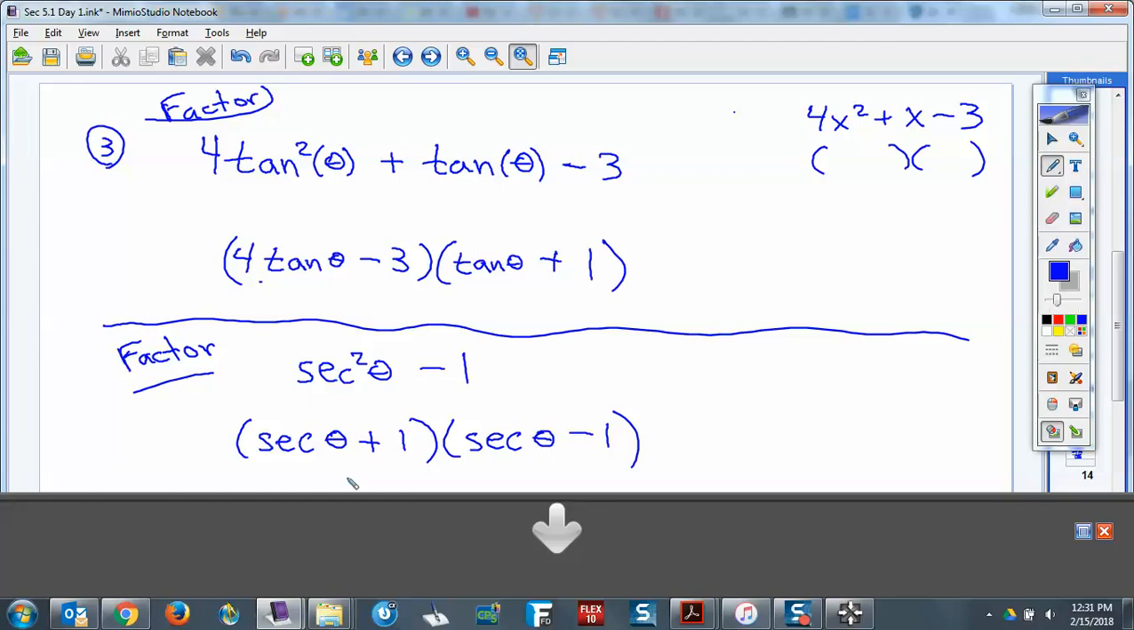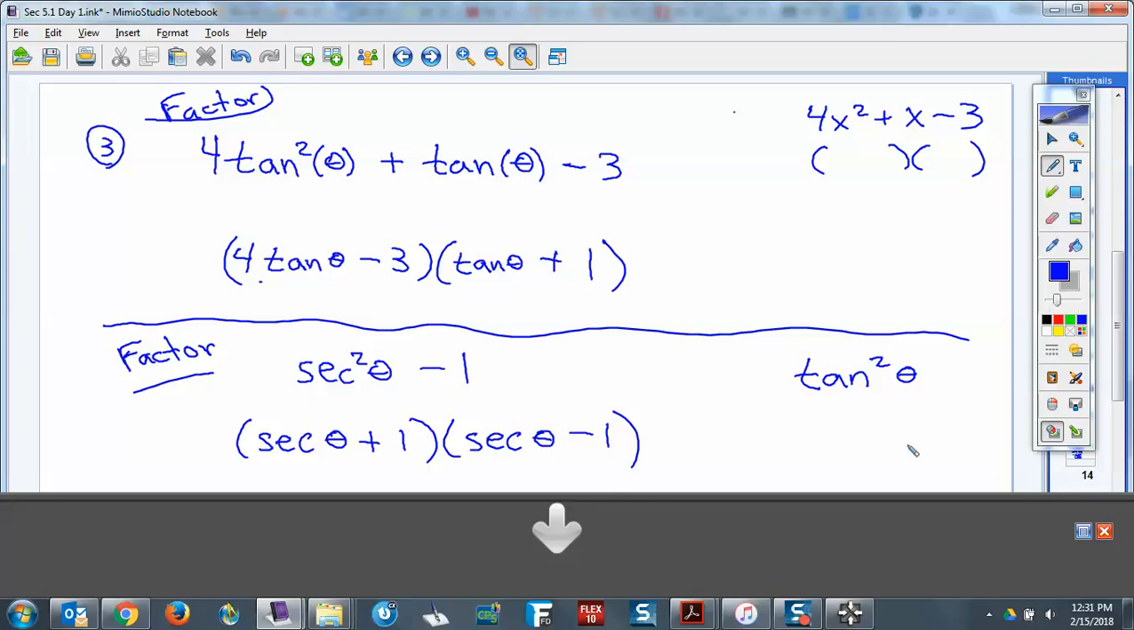Now, if we go though to the Pythagorean identities, right? What is another name for secant squared minus 1? Look on your sheet, the Pythagorean. Wouldn't secant squared minus 1 be tangent squared? Okay, so whenever you see a secant squared or a cosecant squared or a sine squared or a cosine squared, that's what makes you think of those Pythagorean identities.